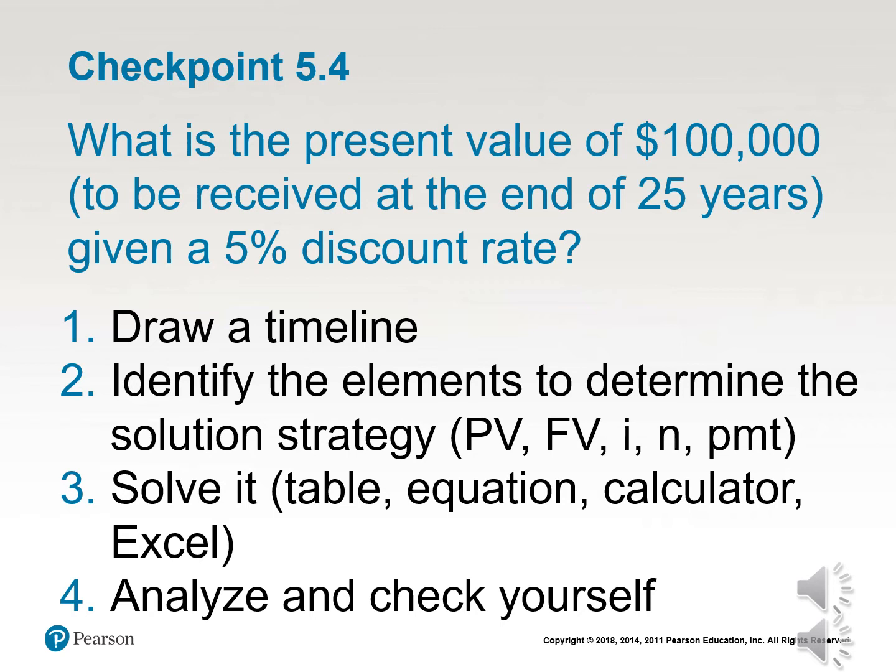We're going to follow the same steps that we did before, which is to first draw a timeline, second, identify the elements to determine the solution strategy. We have to figure out, is this a present value problem? Is this a future value problem? Because at some point we're going to have them all mixed together. Step number 3, we need to solve it. We have 4 methods to do that: the present value, future value table, the math equation, the calculator, and Excel. And then step number 4, to analyze and check yourself.